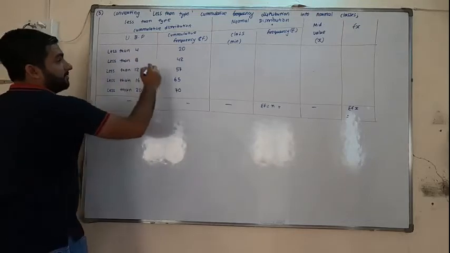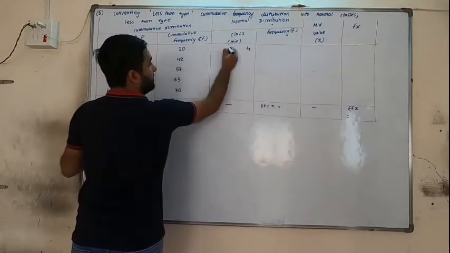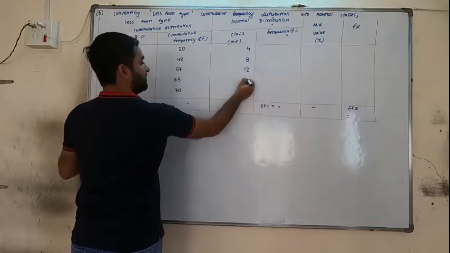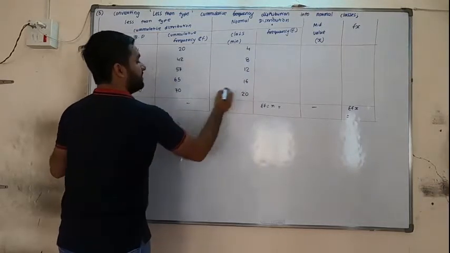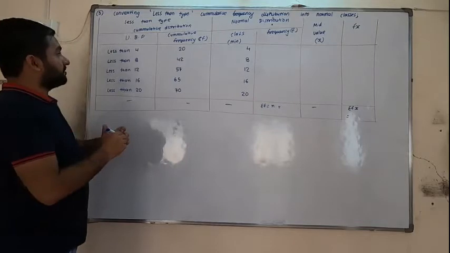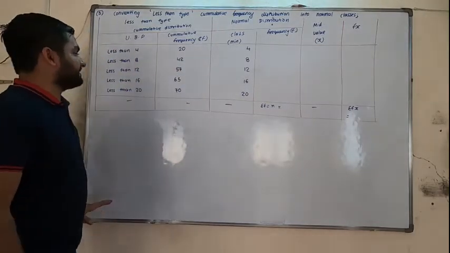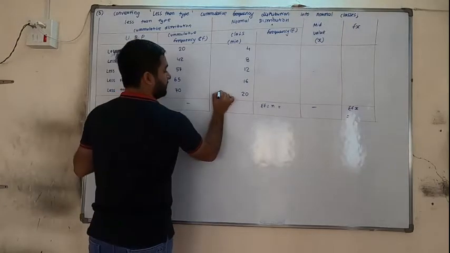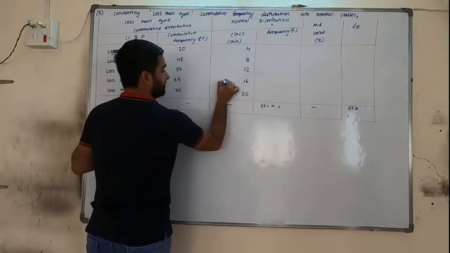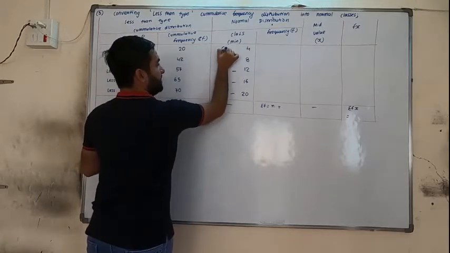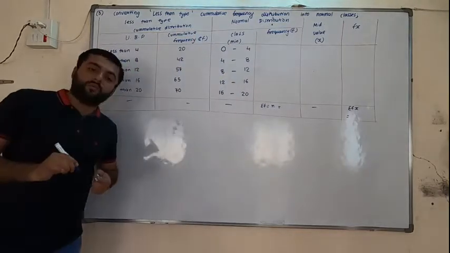So these all are upper. In the first class, 4 will be upper. Then in the second class, 8 will be upper, 12 will be upper, 16 will be upper, 20 will be upper. All are uppers. Then what is the lower of the previous class? 12, here 8, here 4. Then what should be here? Here it should be 0.